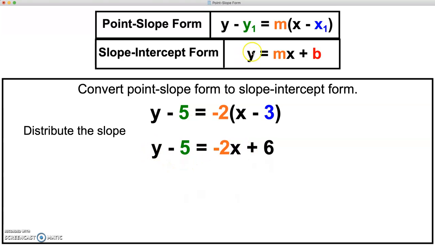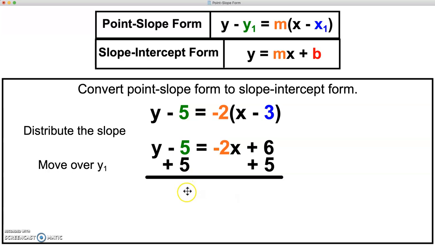From here, I need to make it look like y equals. So y needs to be by itself. So I need to move over that y1 by adding 5. Now y is by itself, and it's equal to negative 2x plus 11. So that my slope is still negative 2, but my y-intercept is now 11.